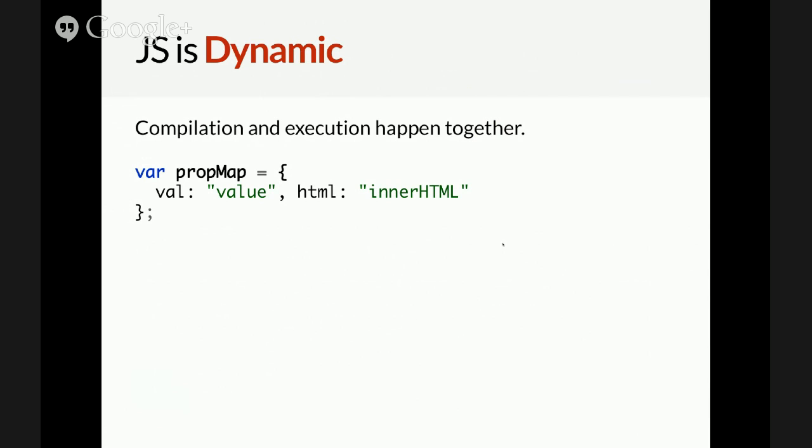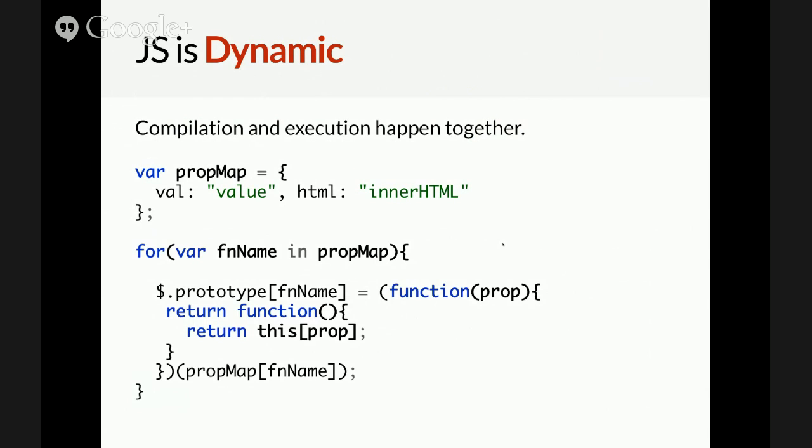Dynamic languages are very different. You're building your application at the same time you're running your application. So compilation and execution happen together. What that means is in JavaScript, you'll code your code, which is a little bit weird to think about. But here's a very brief example.